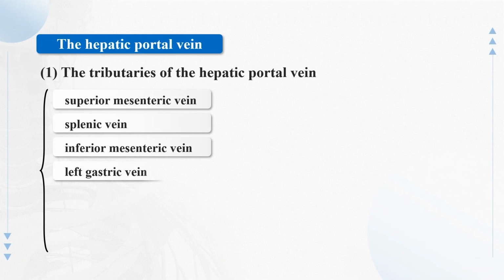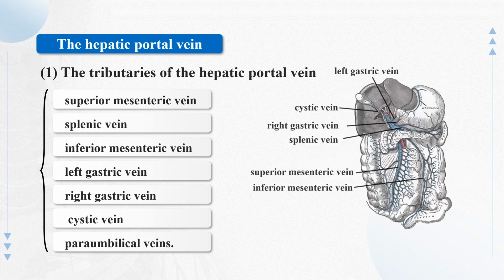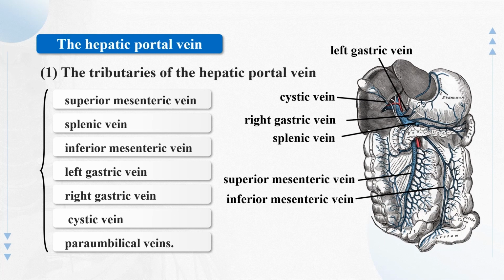The hepatic portal vein. There are several tributaries. They are the superior mesenteric vein, splenic vein, inferior mesenteric vein, left gastric vein, right gastric vein, cystic vein, and paraumbilical vein.